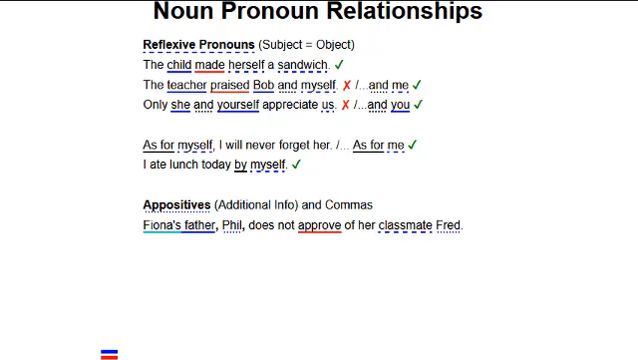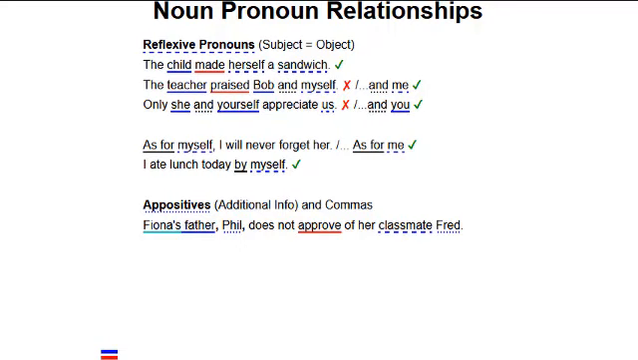In the sentence, "Fiona's father, Phil, does not approve of her classmate Fred," the names Phil and Fred are forming appositives. They give us more information about the noun phrase they follow. Phil is separated from its noun phrase by commas. Fred is not. To understand why, let's remove all the modifiers. Father does not approve of classmate. We don't know who this sentence is talking about.